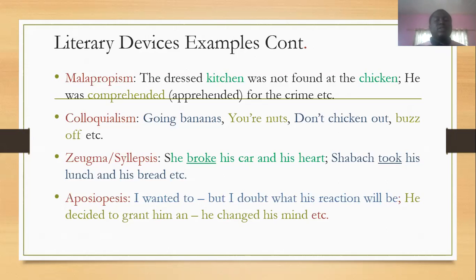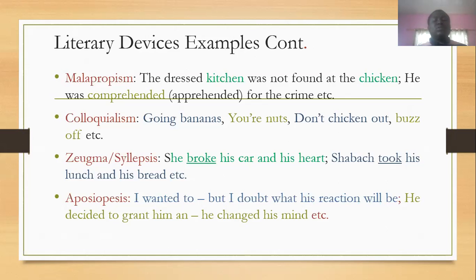And then we have "Shabak took his lunch and his bread." So we see that Shabak here is seen taking lunch and then taking bread at the same time. Never mind that Shabak has been treated as a boy here. Anyway, now the last one, aposiopesis.